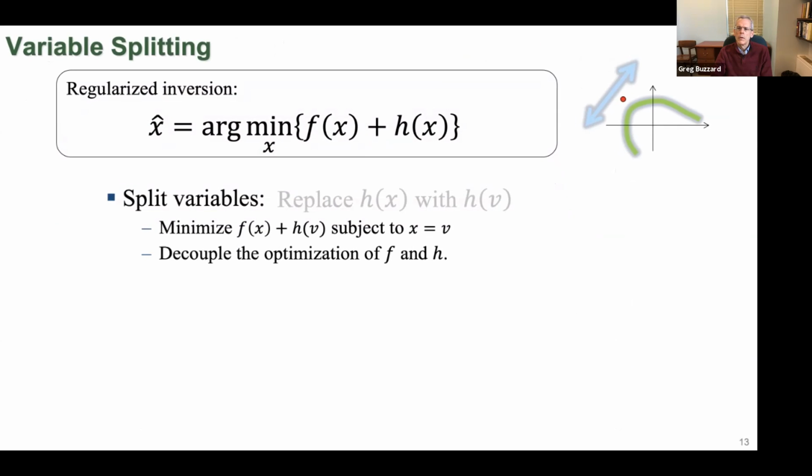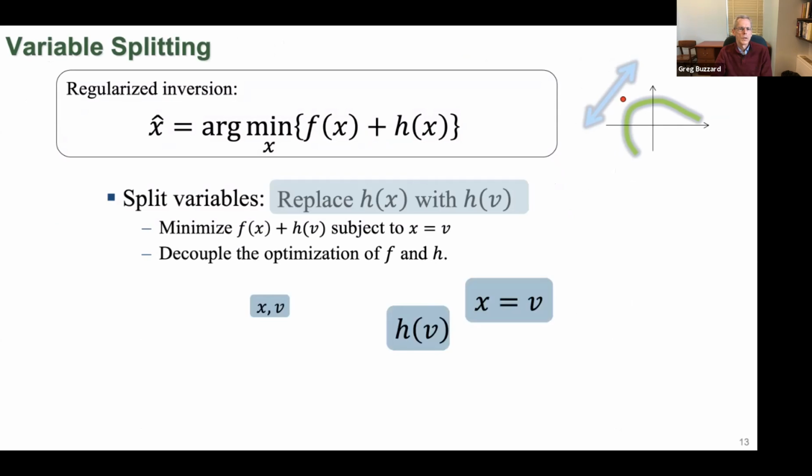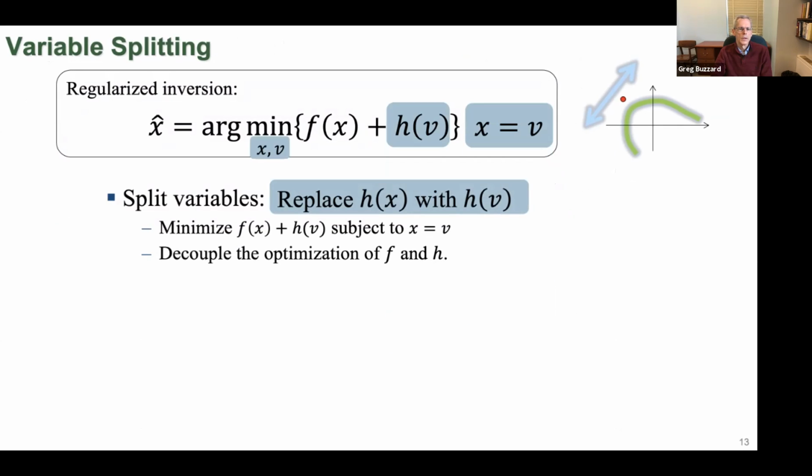So the genesis of plug and play is to start with this approach, and we'll actually make the problem harder in some sense. So we're going to split the variables. We used to have f of x plus h of x, and now we've got f of x plus h of v with the constraint that x equals v. So we're minimizing over x and v. It seems like this is just a totally stupid thing to do. But the point is that it decouples the minimization of f and the minimization of h. And that's important because a lot of times it's much easier to minimize these separately than to minimize them jointly.